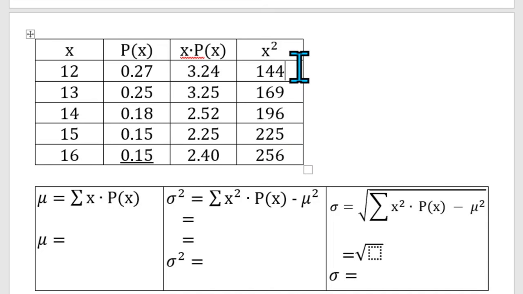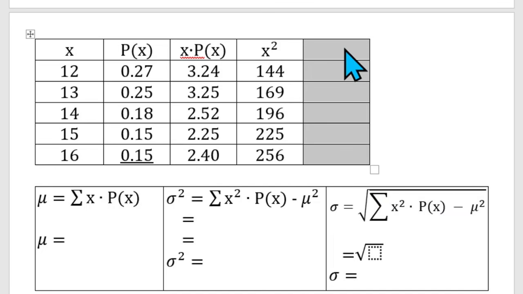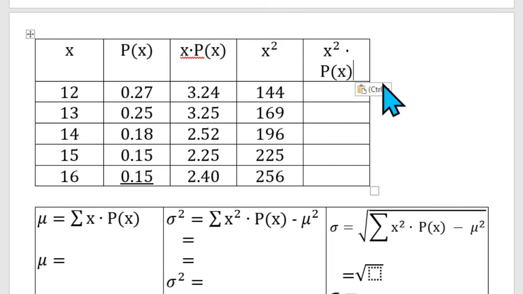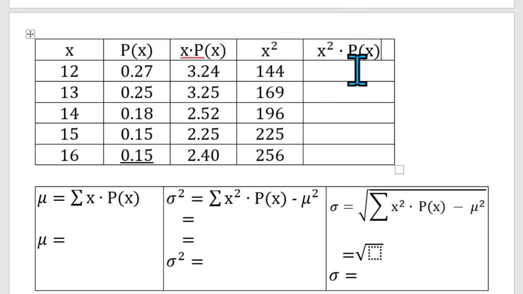After this, we need to add another column in our table, and we label it as the product of the squares of each possible value and its corresponding probability. Okay, there you go. We have x squared, the square of the possible value, multiplied by its corresponding probability.